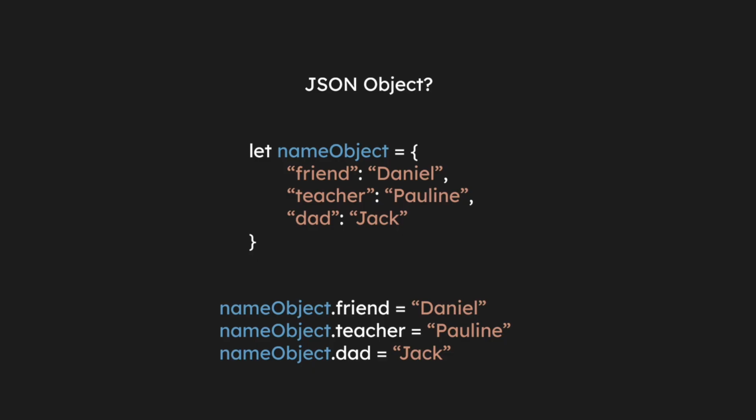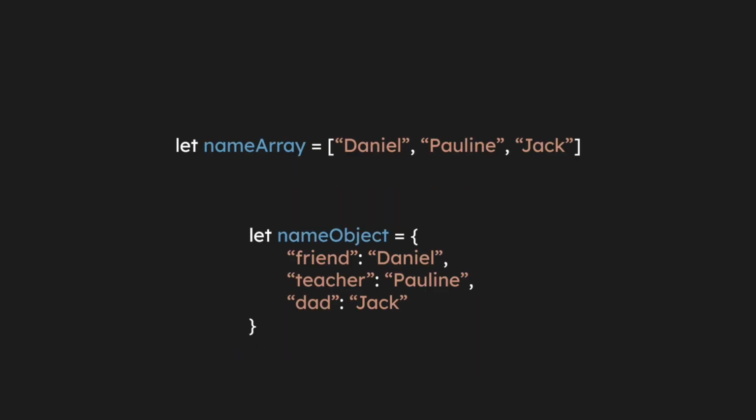To summarize, both arrays and objects are variable types that store many pieces of data. Arrays are usually used to store collections of data or lists, whereas objects are usually used to store properties of an object. They're both widely used in their own ways.